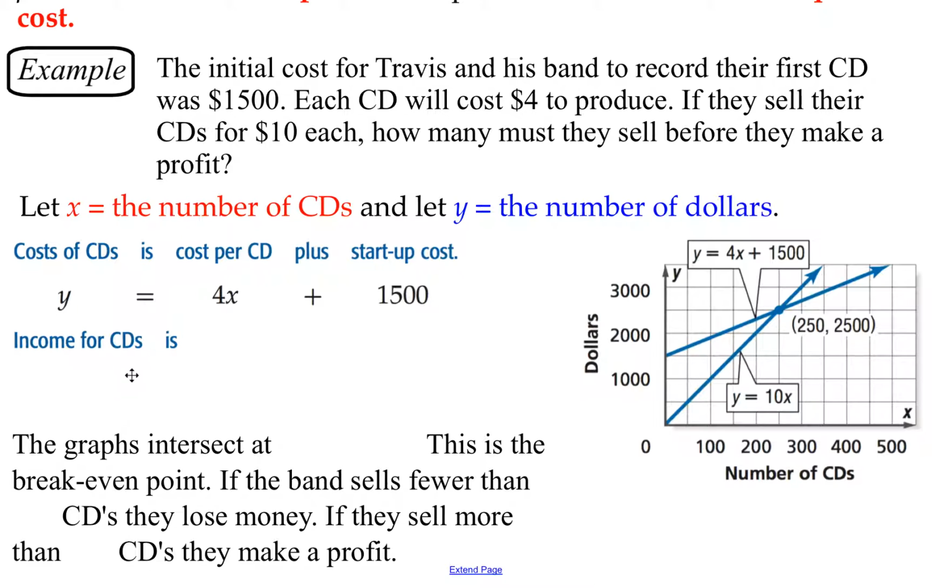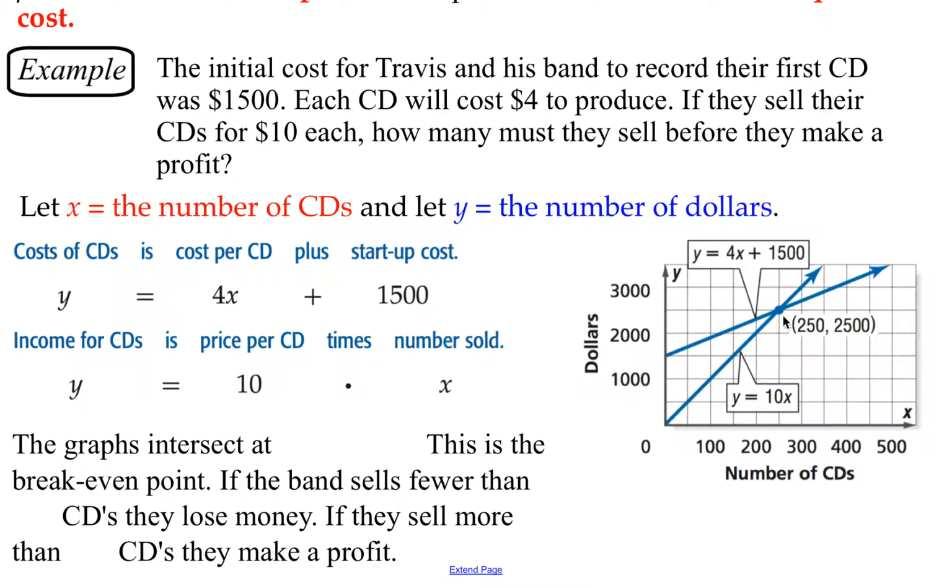The income is what we're going to call y. So the income in this one is $10 for each CD times how many they sell. So that's how much money they bring in. This is how much money goes out. So we want to know, when are those two equations equal?